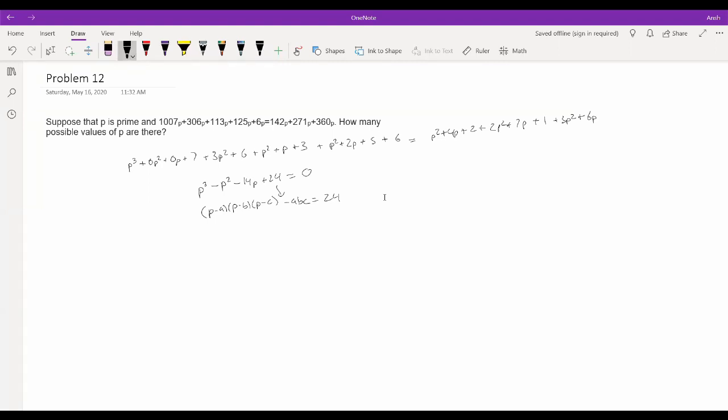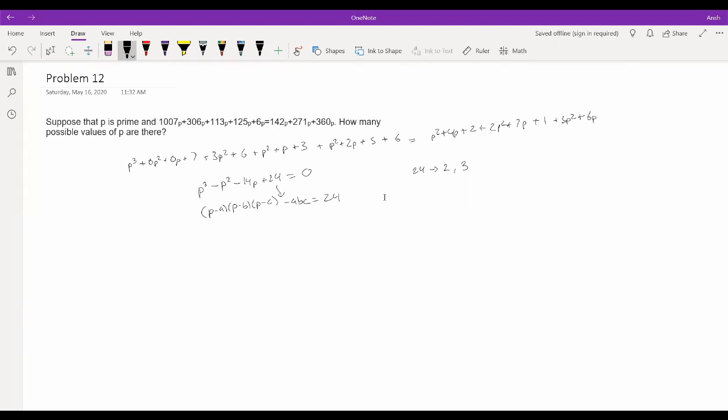So that means all the zeros would have to be a divisor of 24. We can use what we learned earlier. Since we want to find prime bases, we only want to find prime zeros. That means we want to find the prime factors of 24. Going back, we know that the prime factors of 24 would just be 2 and 3. So those are the only 2 possible things that can satisfy this polynomial.